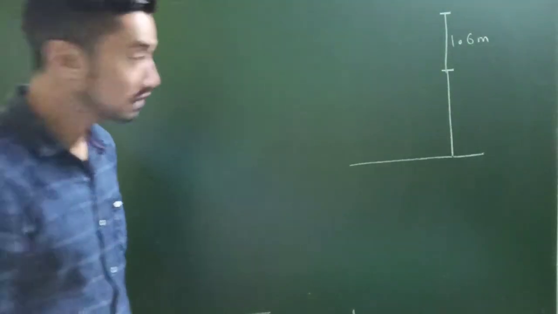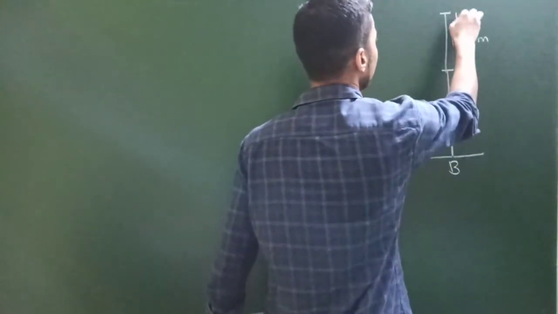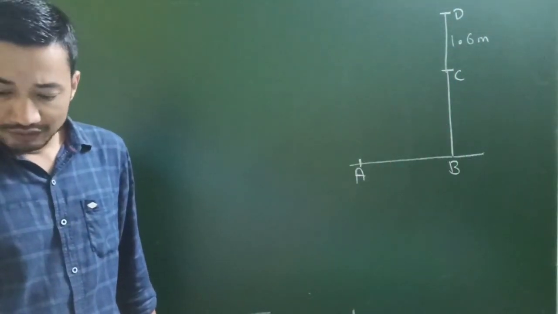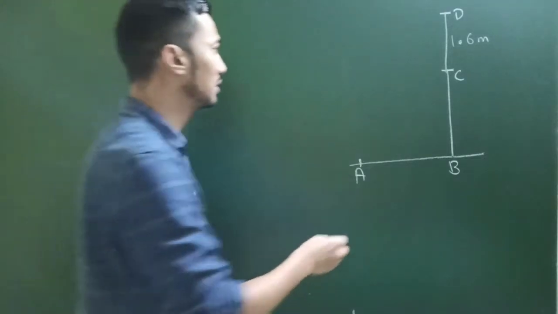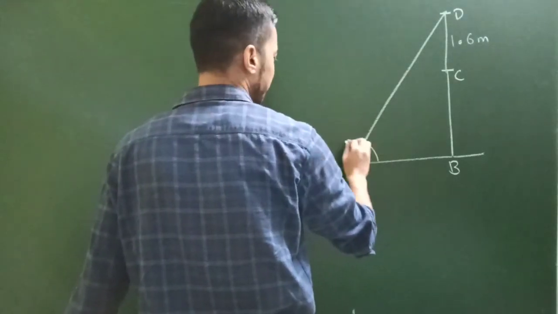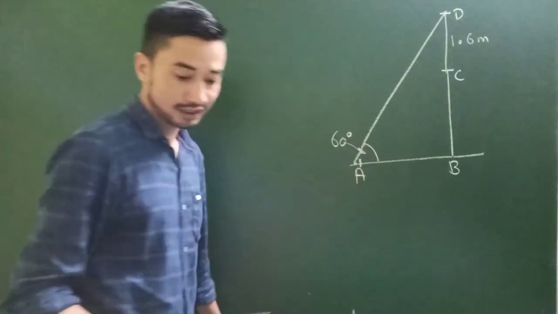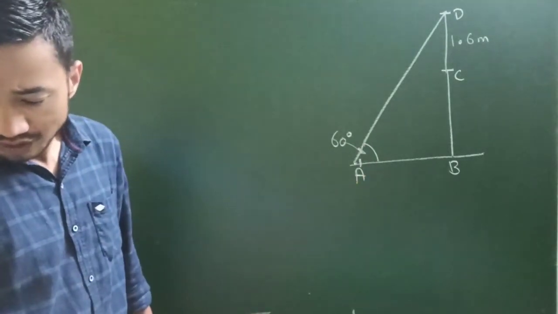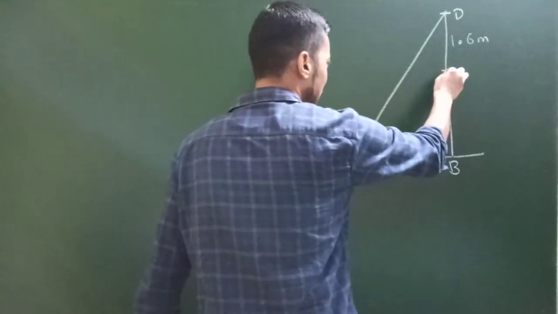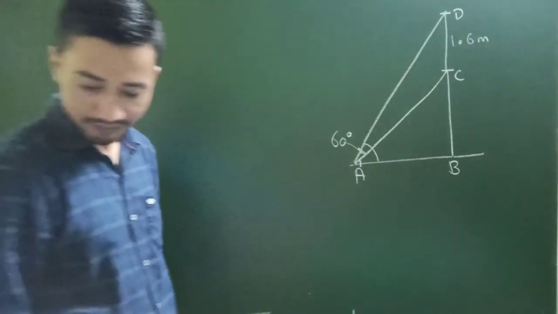From a point on the ground, let's say A, B, C, D, what happens? The angle of elevation of the top of the statue is 60 degrees. Fine. And from the same point, the angle of elevation of the top of the pedestal, this is the pedestal, so this is going to be the top of the pedestal, is again 45 degrees.